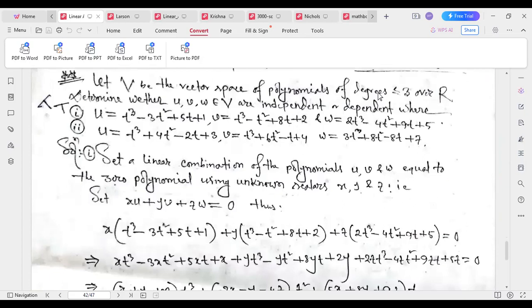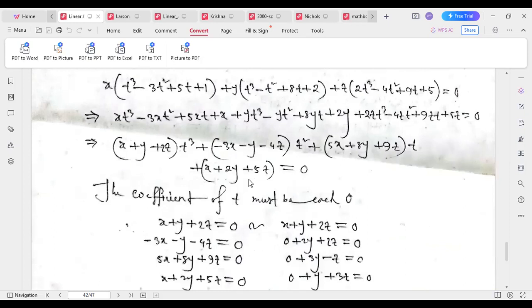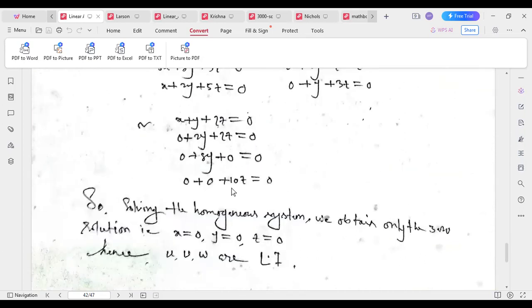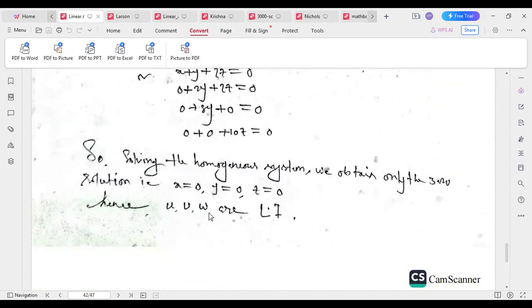Now, let V be the vector space of polynomials of degree less than or equal to this. Determine whether u, v, w are independent or dependent. Taking the linear combination and equating the coefficients, we get a system of 4 equations. Now solving, subtracting 1 from third, 5 times 1 from third, and subtracting 1 from the fourth equation, and adding 3 times equation 1 to the second equation. In echelon form, we observe that x equals 0, y equals 0, z equals 0. So all scalars are 0. This is why u, v, w are linearly independent.